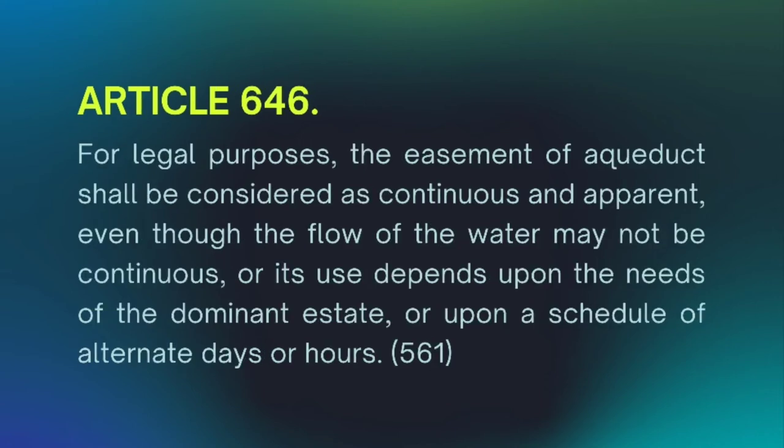Article 646. For legal purposes, the easement of aqueduct shall be considered as continuous and apparent, even though the flow of the water may not be continuous, or its use depends upon the needs of the dominant estate, or upon a schedule of alternate days or hours.